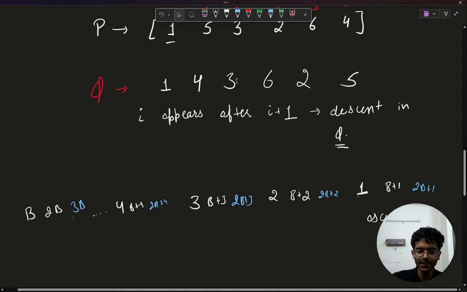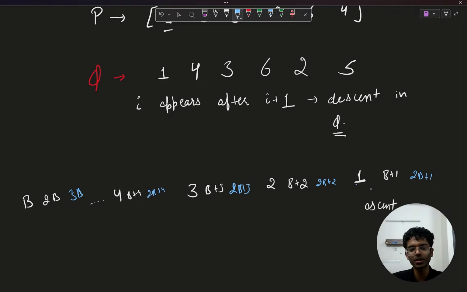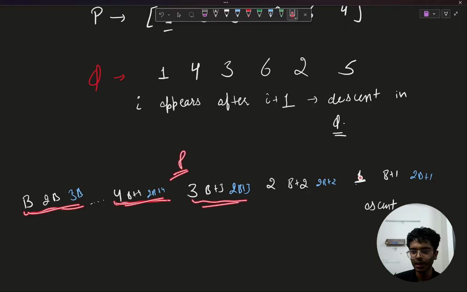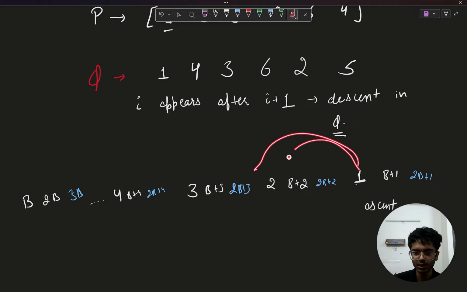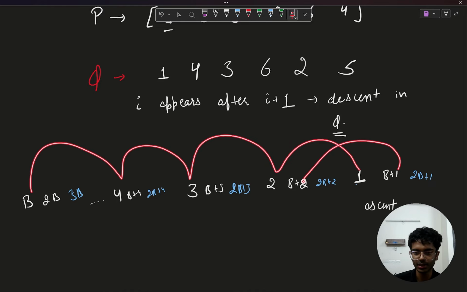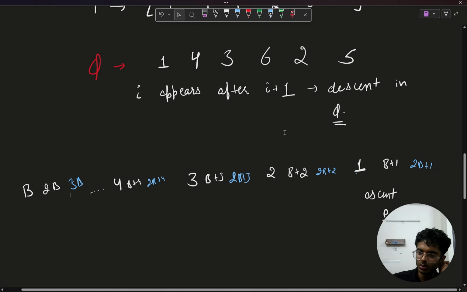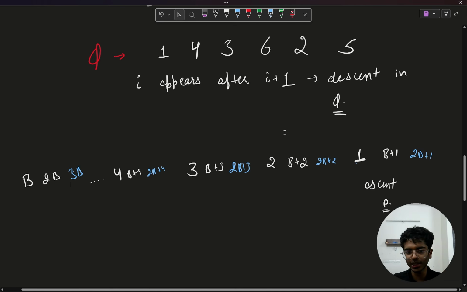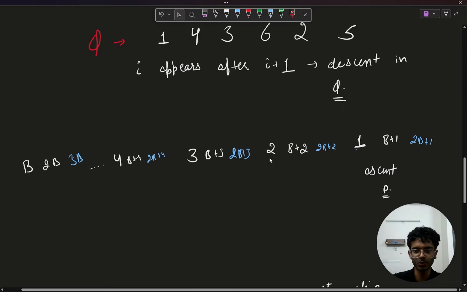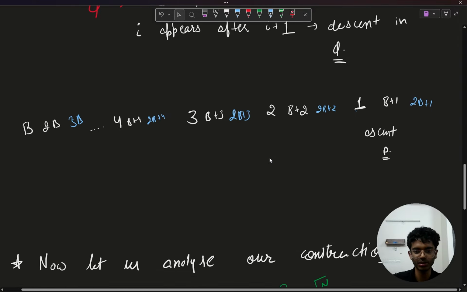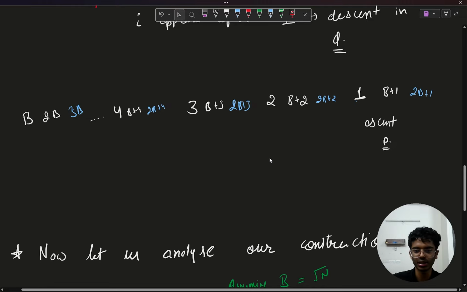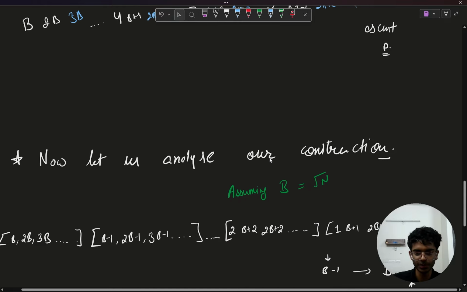And we can just keep placing the elements like this, which seems like a pretty good construction, right? Because all of these would be ascents in the permutation P, and in the permutation Q, these would be descents, these would also be descents, and so on, right? So it seems like a good construction, but will it satisfy the constraints or not? Let's just try to see that once.